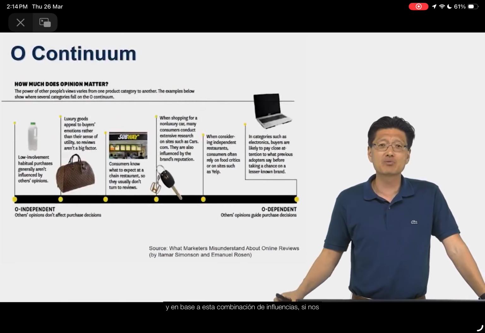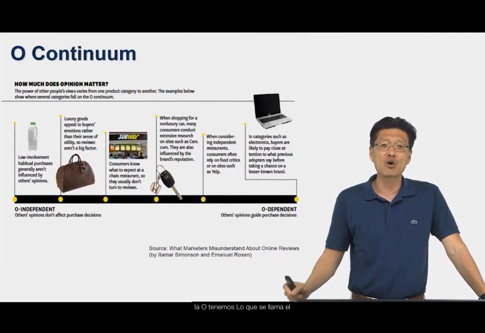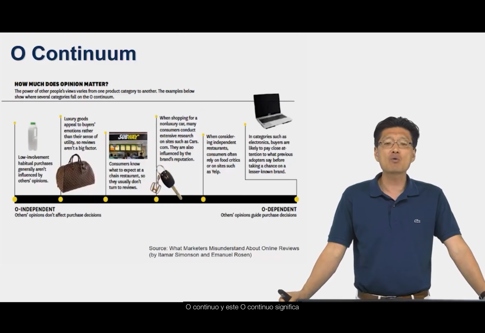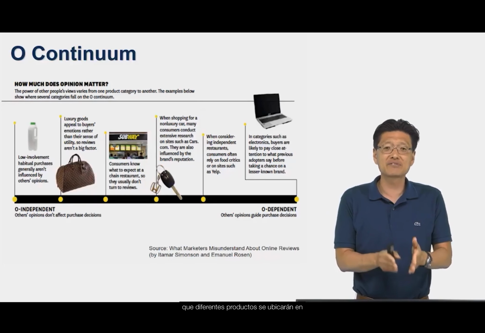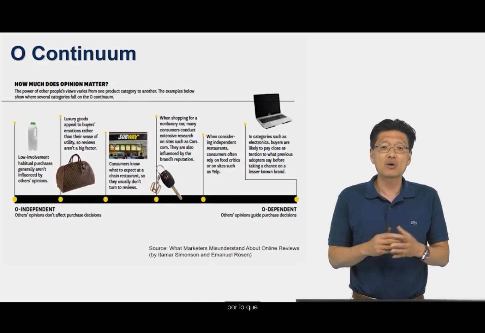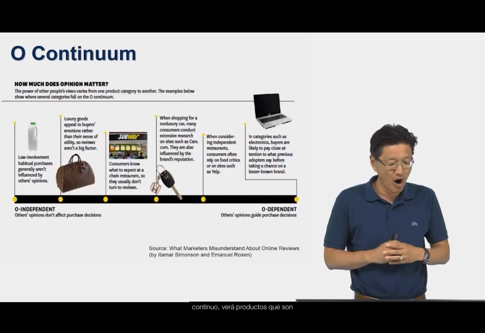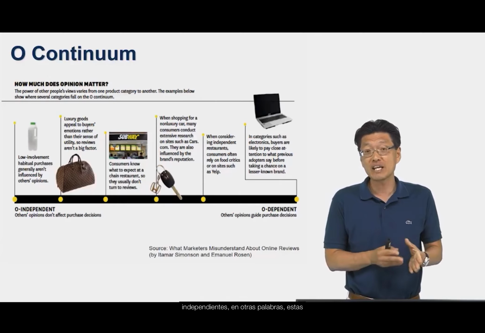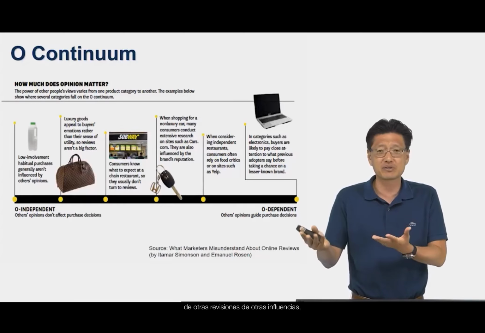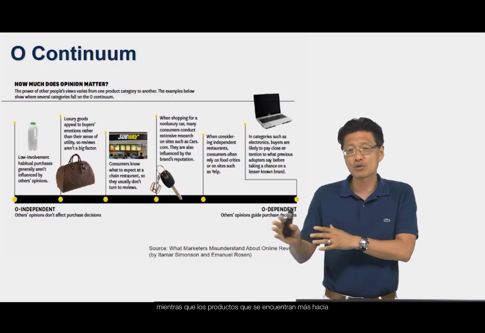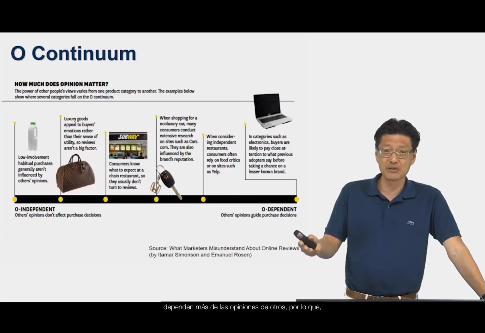And based on this influence mix, if we hone in and focus on the O, we have what's called the O continuum. This O continuum means that different products will lie on different locations on it. On the left-hand side, you will see products that are O independent. In other words, these product categories are independent from other reviews, from others' influence. Whereas products that lie more towards the right-hand side of this continuum are more dependent on others' opinions.